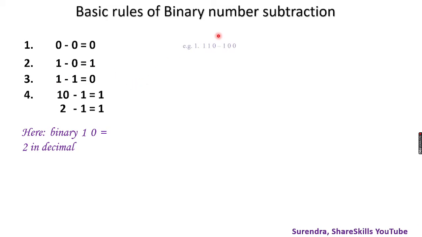So let's go with some examples. One simple example I'm going to show you. While writing these questions, we must write them right aligned, meaning the right sides are equal. If there are equal digits, then we can write like this. So let's do the subtraction. According to the first rule, 0 minus 0 is 0. 1 minus 0 is 1, and 1 minus 1 is 0. In this way we can subtract.